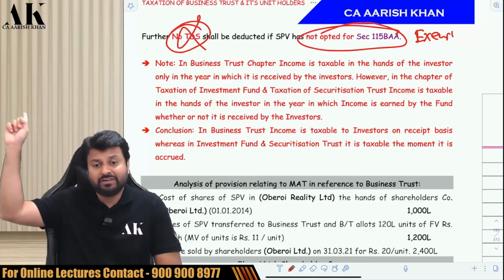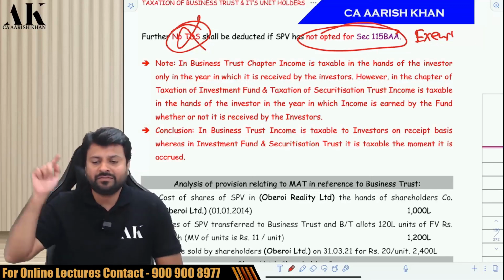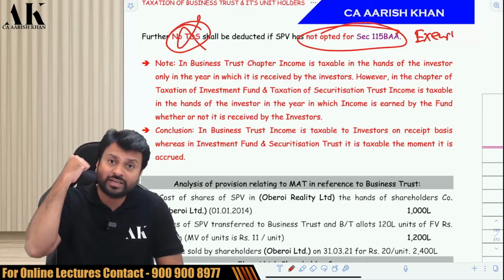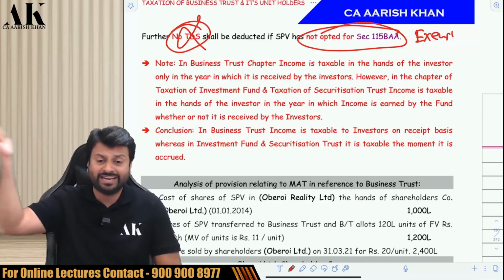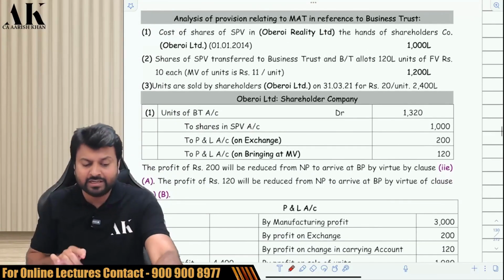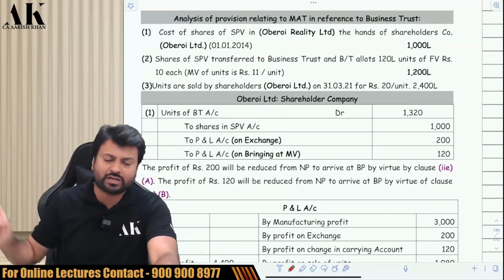But in the chapter of investment fund and securitization trust, do you remember that? If the investment fund or securitization trust has earned 100 rupees and has distributed 80, then also TDS has to be deducted on 100 on accrual basis. Deemed credit concept was there over there. Here there is no concept of deemed credit. Be very careful. This interlinking I have done here also, and I have done there also in the chapter of investment fund and securitization trust. You can go and check over there.